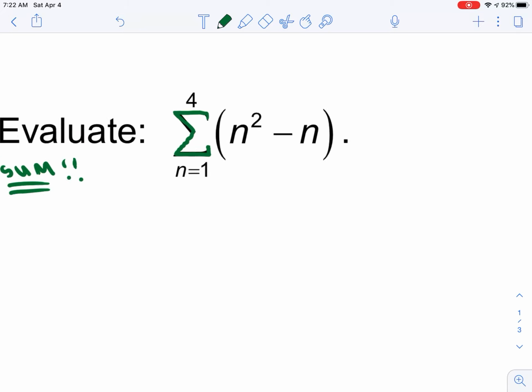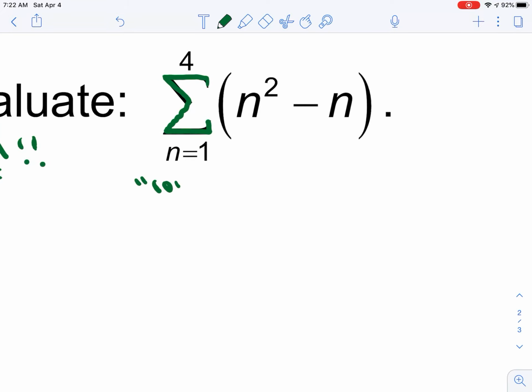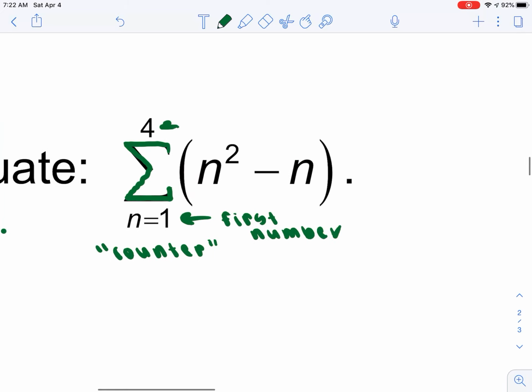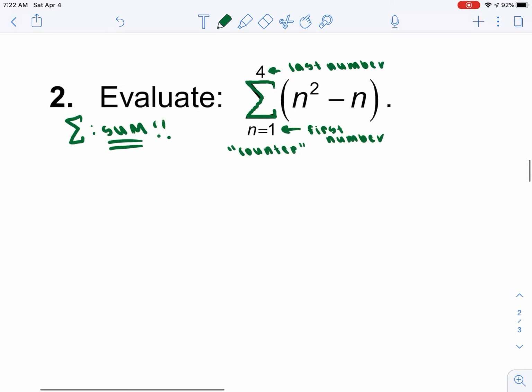Now, how are we going to do this? You're going to use what I like to call the counter. The bottom number is the first number you sub in. The top number is the last number you sub in. But I call it a counter because you have to get every single number in between. So basically with this, I need to sub in 1, 2, 3, and 4 in order to find this sum that I'm asked to find.